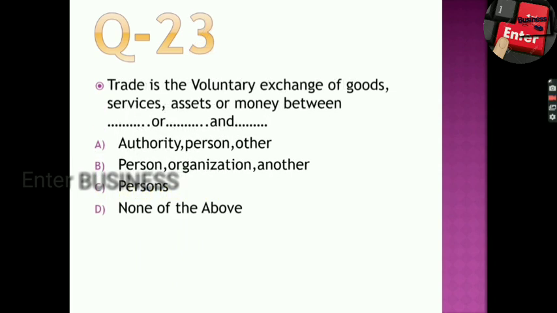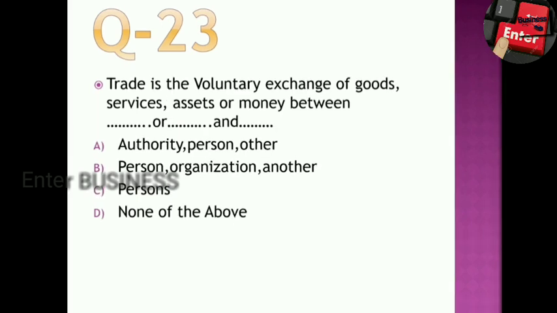And the next one is, trade is the voluntary exchange of goods, services, assets, or money between dash or dash and dash. Fill in the blanks. Option A, authority, person, other. Option B, person, organization, another. Option C, person. Option D, none of the above. So the correct answer is option B, person, organization, and another.